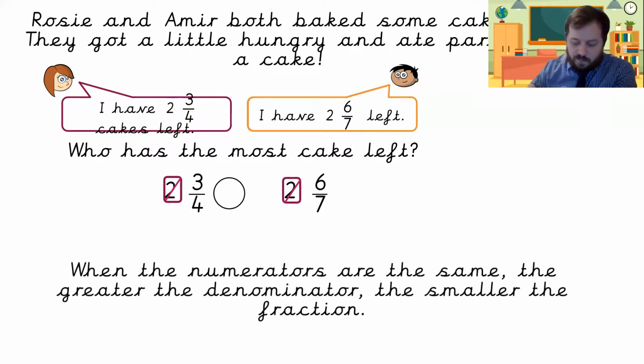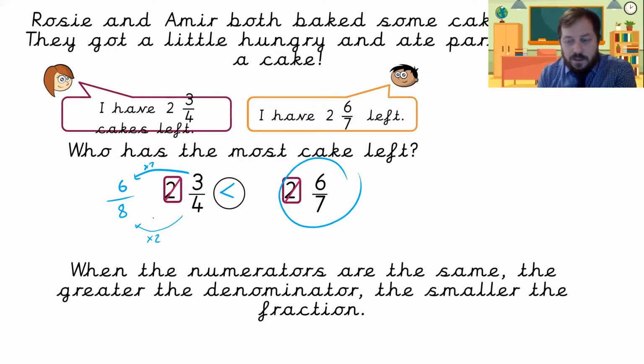At which point we can see 4 doesn't easily fit into 7, but 3 does fit into 6. So I can times this by 2 to get 6, which means I have to times the bottom by 2 as well to get 8. So our fractions we're going to compare are 6/8 and 6/7. Which one's bigger? The smaller one. So this one here is the larger one. And there we go. So Amir has the most cake left.